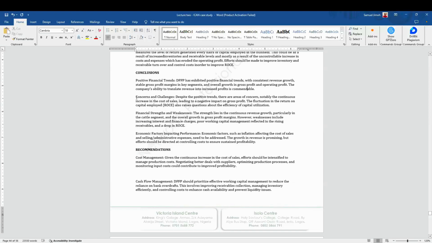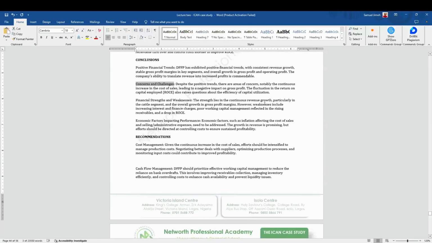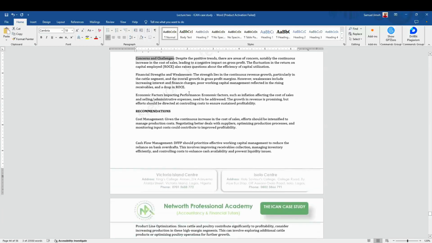Then I was concerned about certain challenges. Despite the positive trend, there are areas of concern, notably the continuous increase in cost of sales, leading to a negative impact on gross profit. The fluctuation in the return on capital employed also raises questions. Then financial strength: continuous growth in revenue, the cattle segment, and overall growth in gross profit margin are strengths, right? And a weakness is the drop in the return on capital employed.